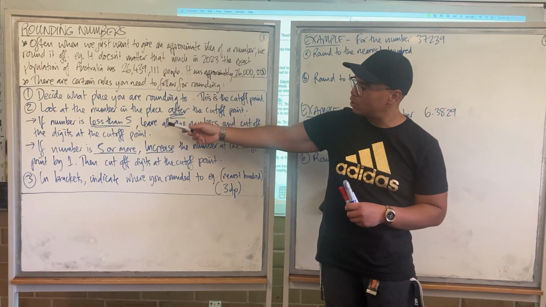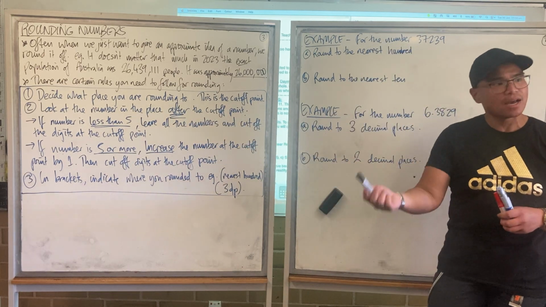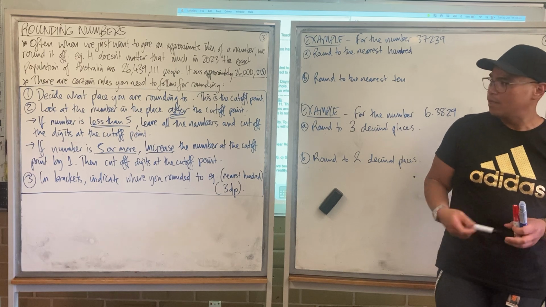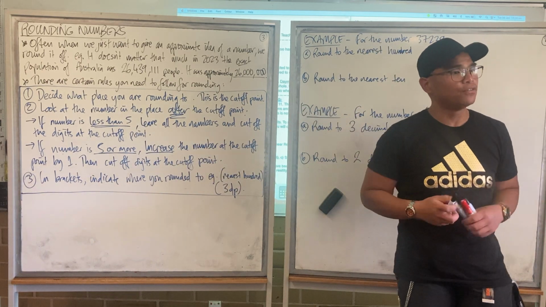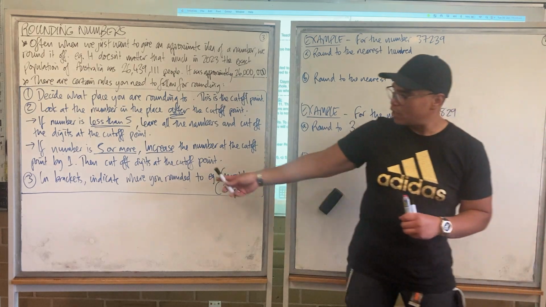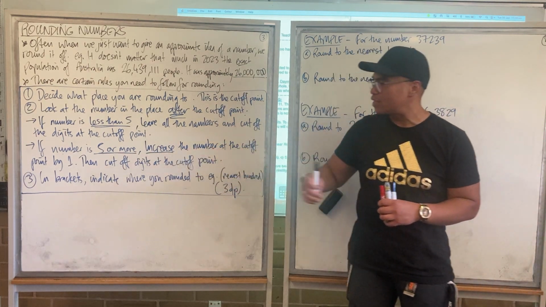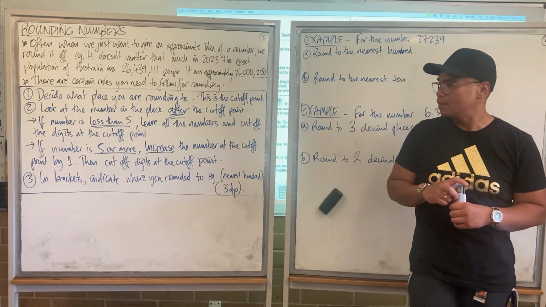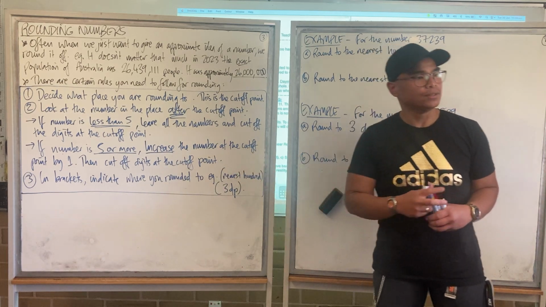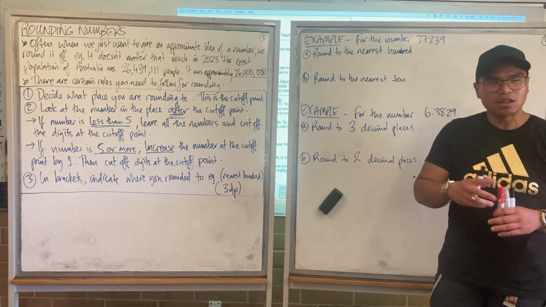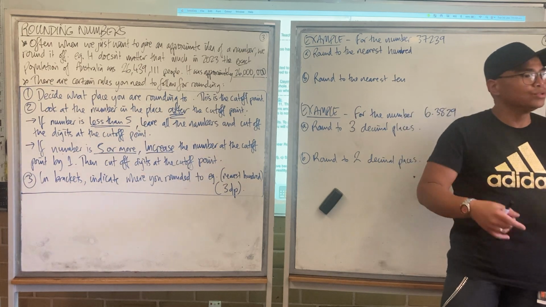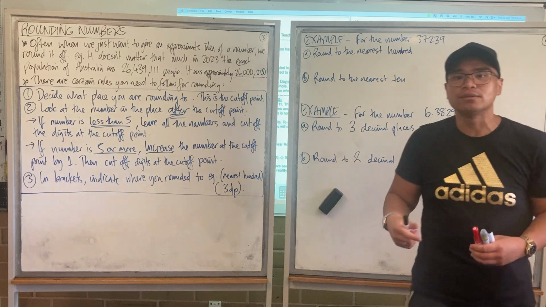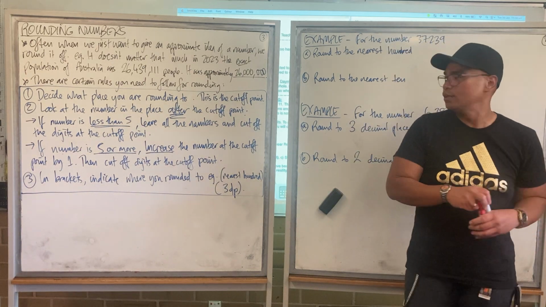Then step 2, look at the number in the place after the cutoff point. If that number is less than 5, you leave all the numbers alone and you just cut off. But if the number is 5 or more, you increase the number at the cutoff point by 1. Then you cut off everything at the cutoff point. A lot of you probably already know how to do this, but I want to set the rules out so that you can't dispute it. All right? You probably do it naturally.